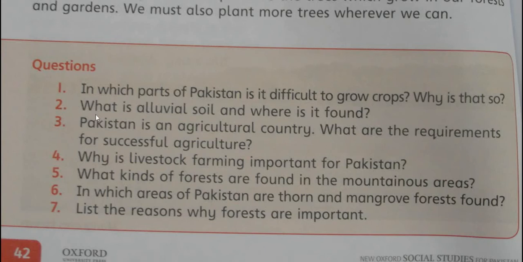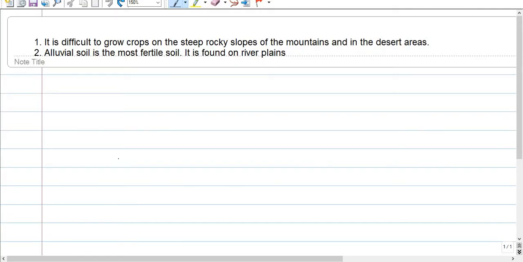Question number 2 is what is alluvial soil and where is it found? And the answer of question number 2 is alluvial soil is the most fertile soil. It is found on river plains. This is the answer of question number 2.